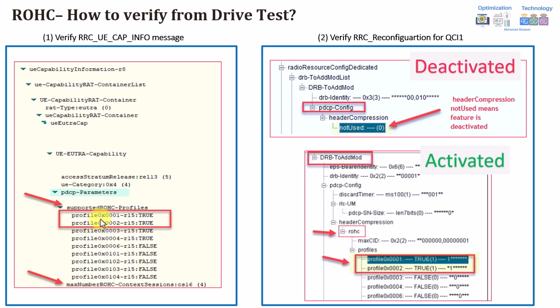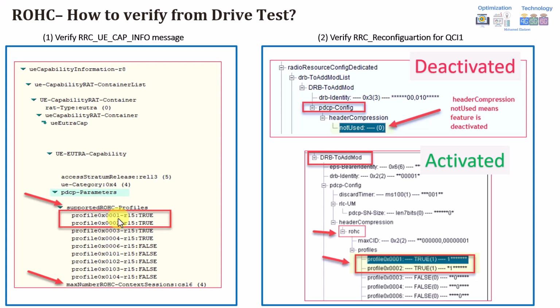Usually, the robust header compression for voice is about profile 1 and 2 and even 3, but especially 1 and 2. So you just need to check whether those are supported or not. If it's false, this means this particular user does not support robust header compression, because you need to support profiles 1, 2, and 3 as shown here. So this is the most important from the capability point of view.